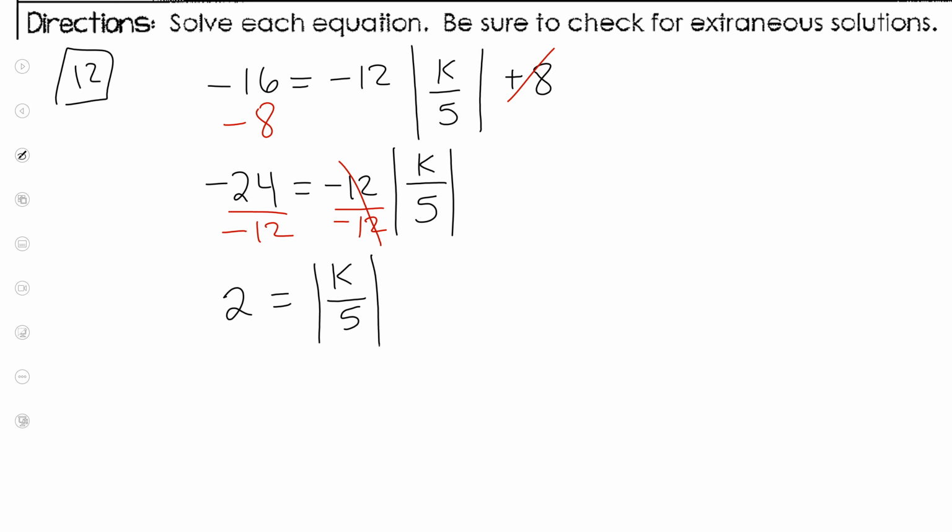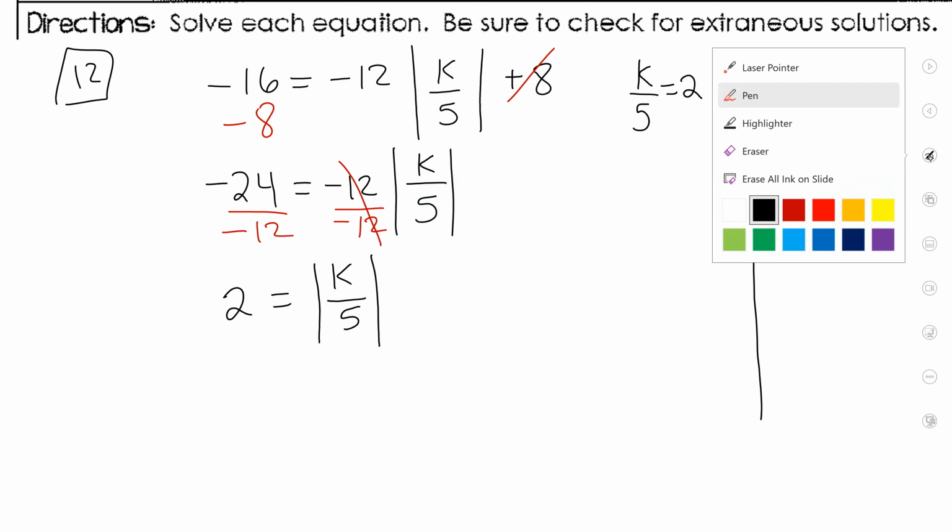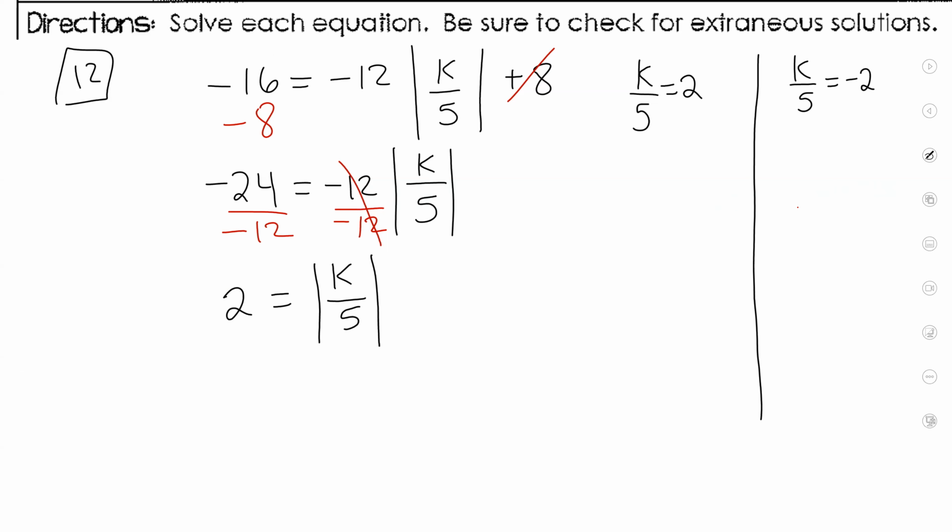Now we're going to move on to step 2. And step 2 is creating your two equations. So I'm going to have one equaling a positive 2, and then I'm going to have one equaling a negative 2. Those are my two cases. Step 3 is solve. Now we're going to solve it.